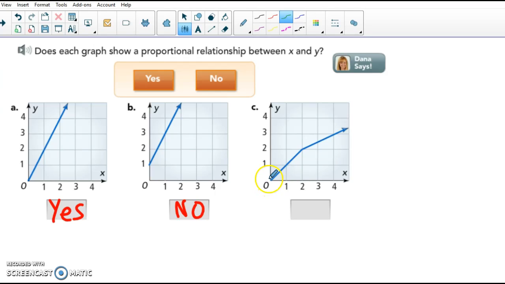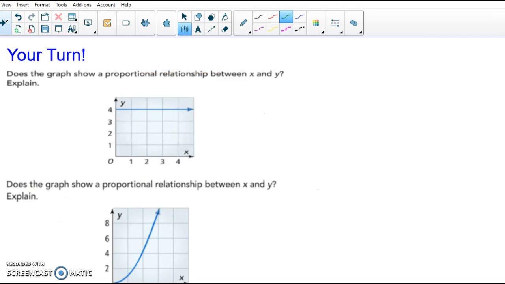And part C, it's got an interval that's straight and another interval that's straight, but it is not one continual straight line, although it does pass through the origin. However, it is not just a straight line, so it does not qualify as a proportional relationship. I think that part's pretty easy as long as you remember the tests. So let's try it on this one. You can pause the video and test yourself if you like.